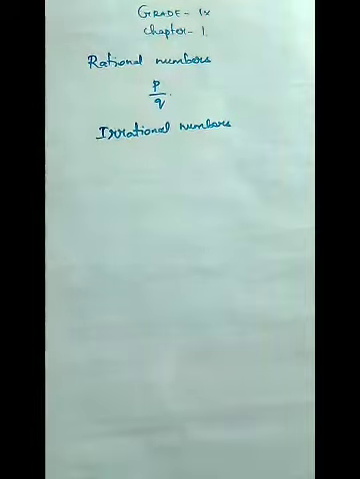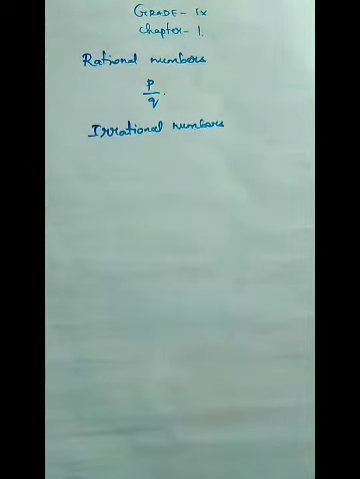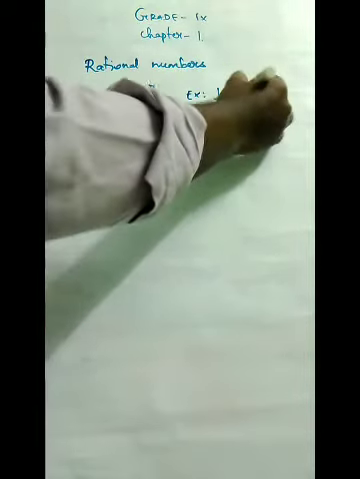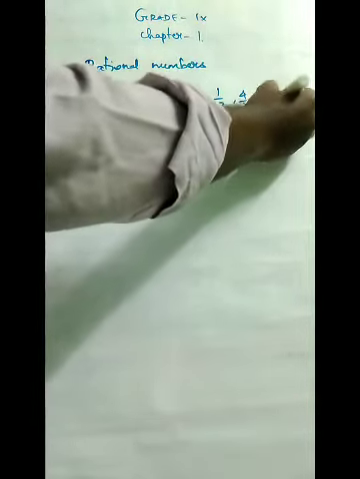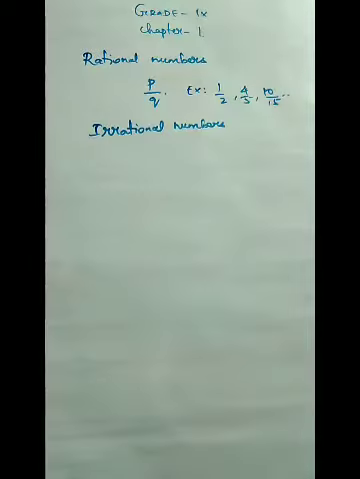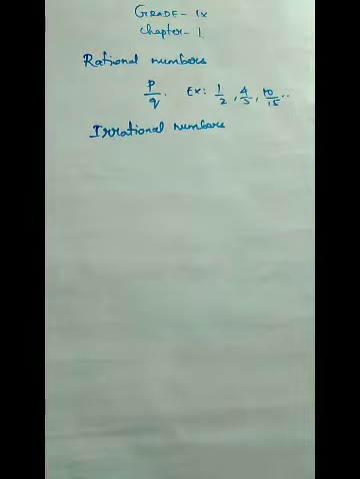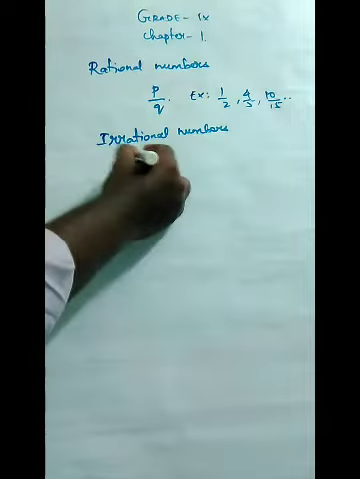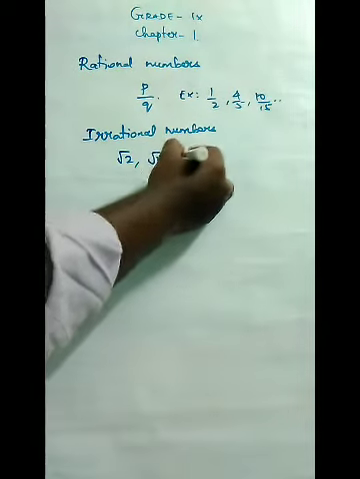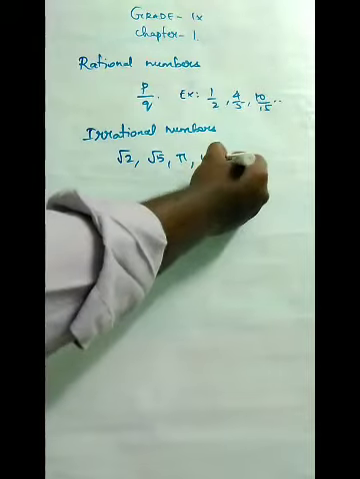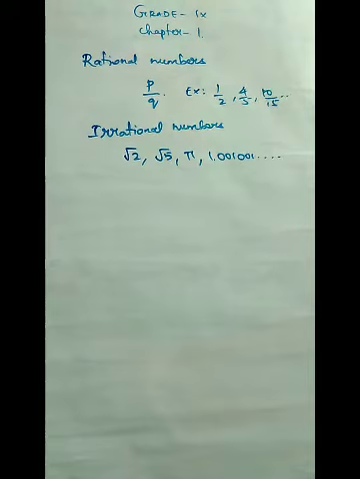Irrational numbers are opposite to rational numbers. If it is not possible for us to represent the number in p by q form, then the number is called an irrational number. We can have some examples for rational numbers: 1 by 2, 4 by 5, 10 by 15. It keeps on going. A few examples for irrational numbers are root 2, root 5, the value of pi, or 1.001001, etc. It keeps on going. If there is no end, it is called an irrational number.